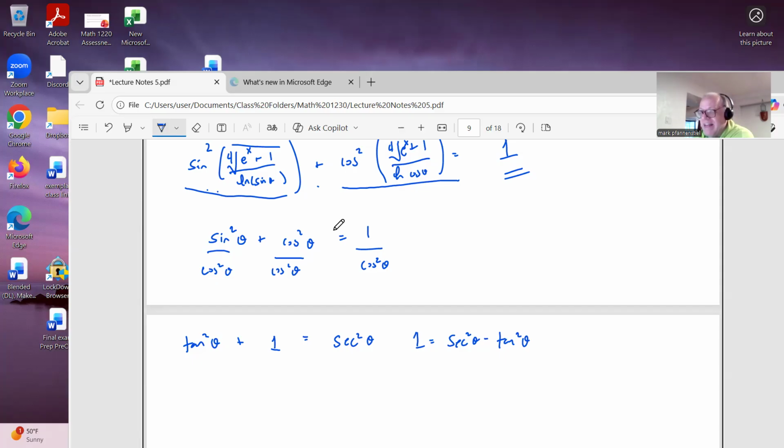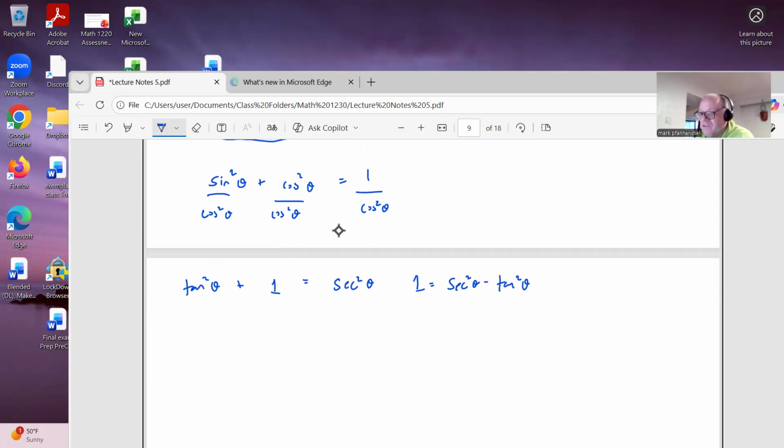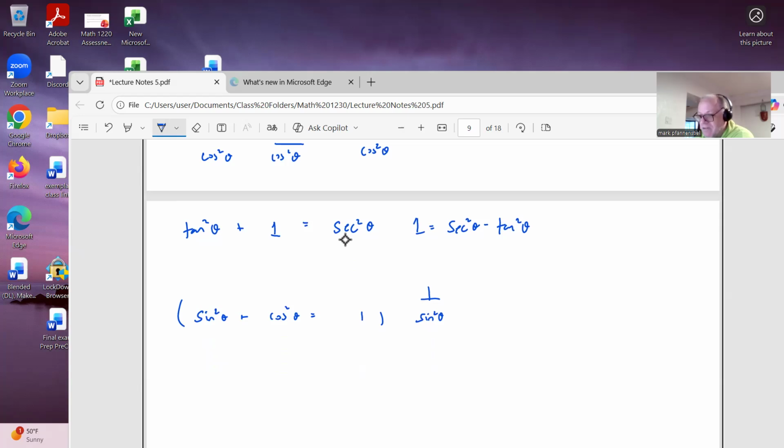We're going to do the same thing, except instead of dividing by cosine, how about we divide by sine? So I'm going to take sine squared plus cosine squared is equal to 1, and we're going to multiply by 1 over sine squared on both sides. Everything's going to get multiplied by 1 over sine squared. That's sine squared over sine squared, plus cosine squared over sine squared is equal to 1 over sine squared.